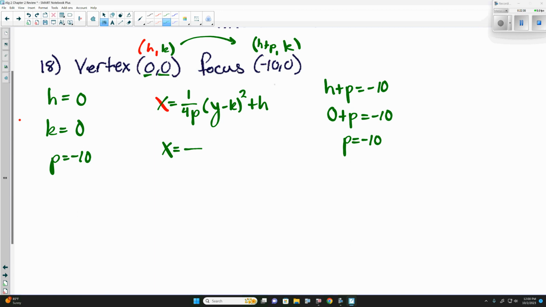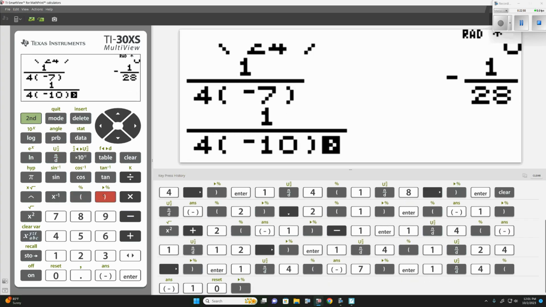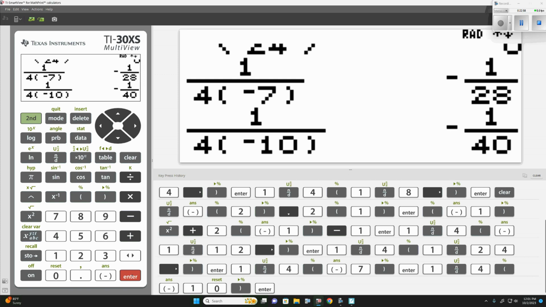So at this point, we could plug all this back in. So 0 and 0 for h and k. And again, make sure you're plugging them in the correct spot. You don't flip them. And then the last thing we need to do is simplify. So we can say 1 over 4 times negative 10 is negative 1/40.